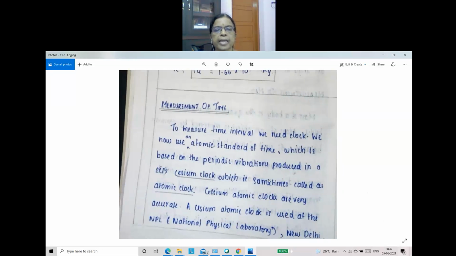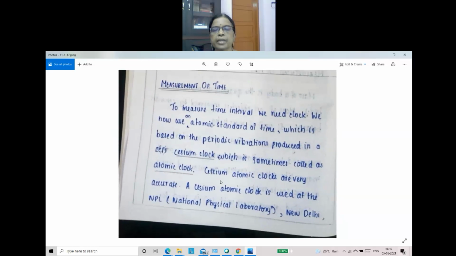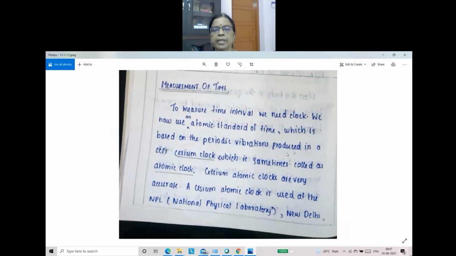Measurement of time. Cesium clocks are used. They are also called atomic clocks. They are very accurate, and used in the National Physical Laboratory.